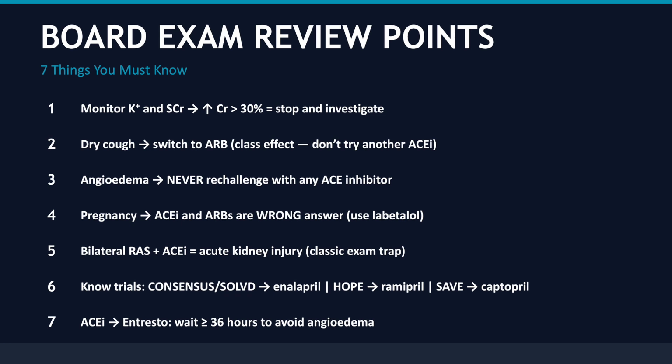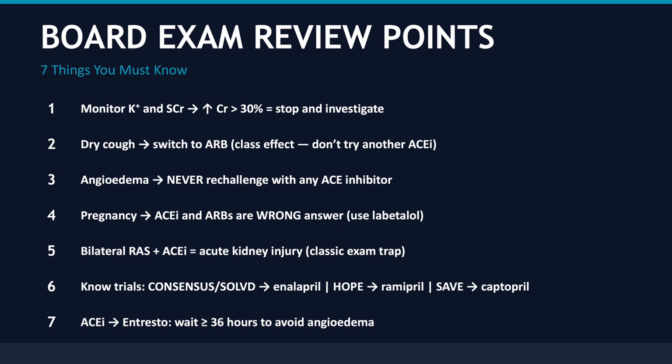5. Bilateral renal artery stenosis plus ACE inhibitor equals acute kidney injury. This is a classic exam trap. The patient's kidneys depend on angiotensin II to constrict the efferent arteriole and maintain GFR. Remove angiotensin II and filtration drops.